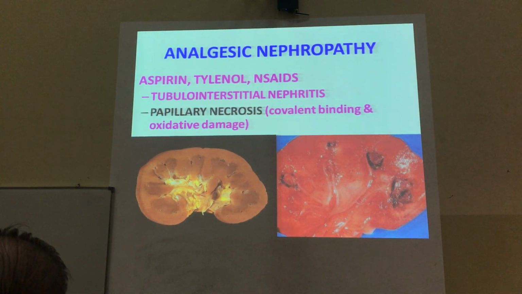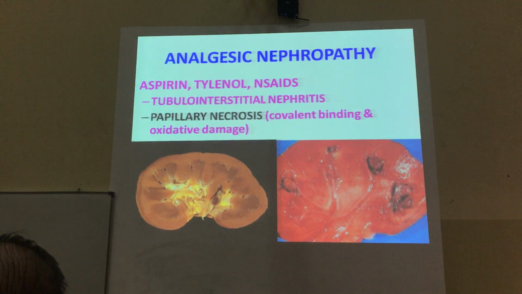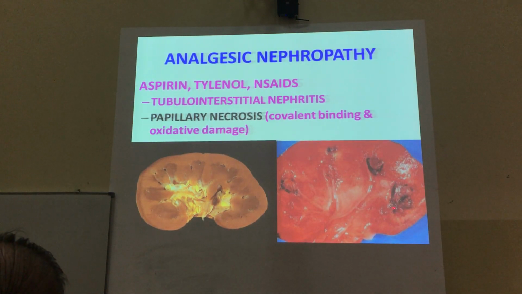Typically, these drugs, these NSAIDs and analgesics, make a covalent bond with these areas, and once they bind, they cause release of a lot of free radicals and oxidative damage. Those free radicals cause necrosis of the papilla. So these are the typical areas. You can see here how much papillary necrosis is going on.